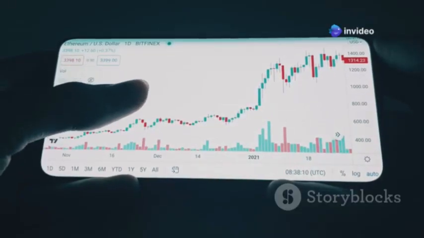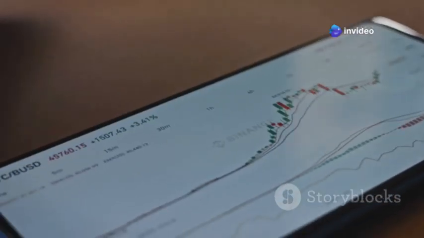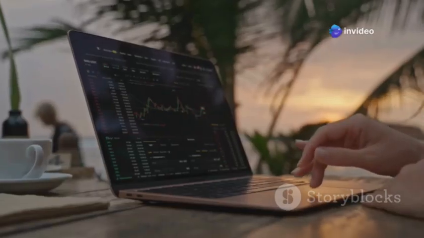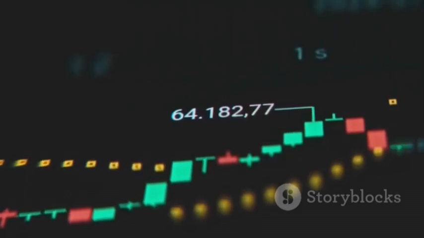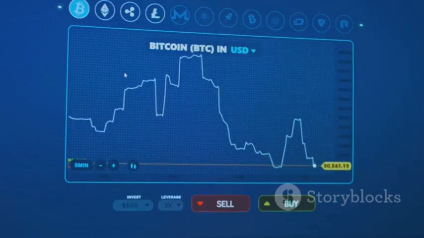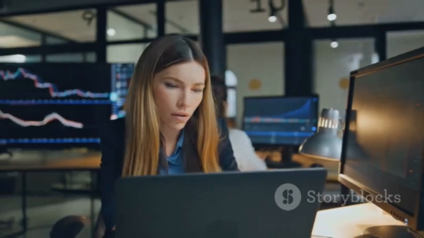A hammer is a bullish pattern. It has a small body and a long lower wick. It suggests buyers are stepping in. A shooting star is a bearish pattern. It has a small body and a long upper wick. It suggests sellers are taking control.